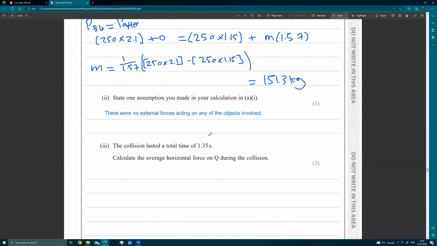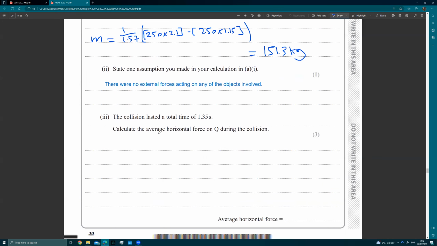The collision lasted a total time of 1.35 seconds. Calculate the average horizontal force. Well, average force, which is the definition of force, is equal to the rate of change of momentum, so change of momentum over time. It wants the force on Q, so you need to know the change in momentum of Q.